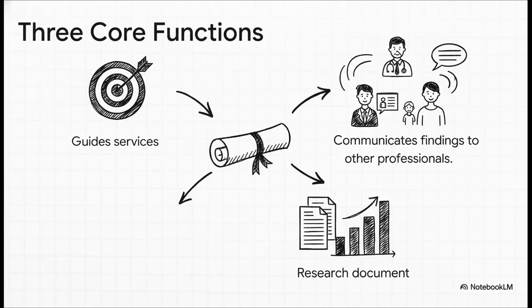So basically, this one document has three massive jobs. Number one, it guides the therapy. It's the what we do next plan. Number two, it gets the whole team on the same page, the doctor, the teacher, you name it. And number three, all these reports, when you put them together, become invaluable data for research that could help millions. That's a lot of weight for a few pieces of paper, isn't it?